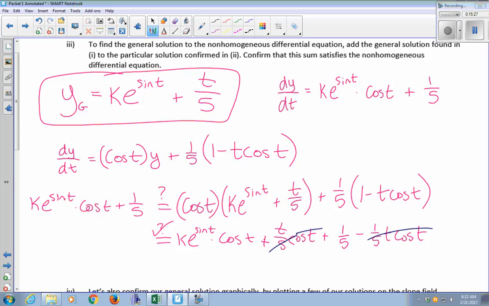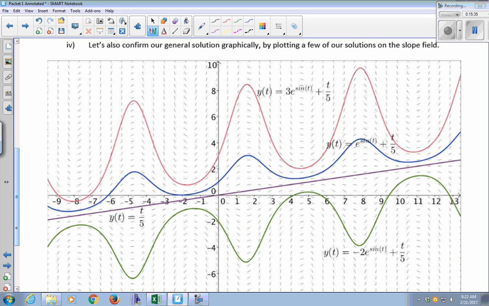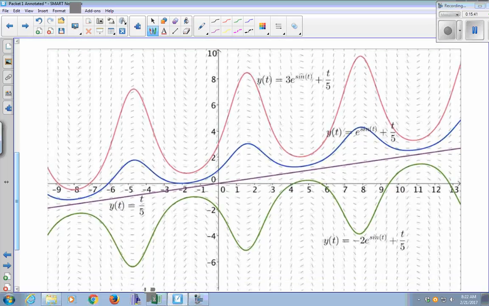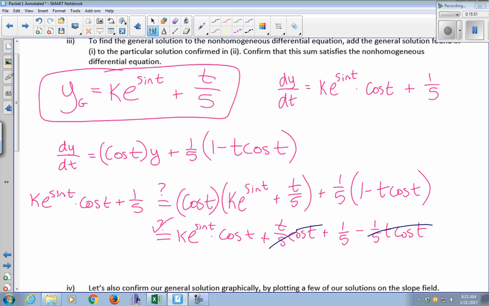So we have a general solution. Let's confirm that this is the general solution by looking at the slope field. I created a slope field with a computer, and you can see that our particular solution, t over 5, is a very special solution. It's a straight line.